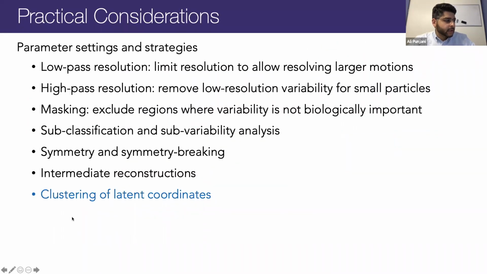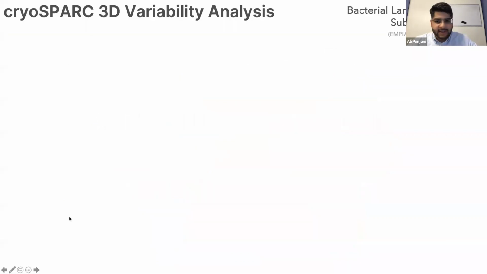Showing those two. And finally, I'll just talk about one last thing, which is that in some cases, you can actually use the latent variables that come out of 3D variability analysis to cluster particles into discrete classes as well. So for that, I'm just going to switch over to cryoSPARC itself.